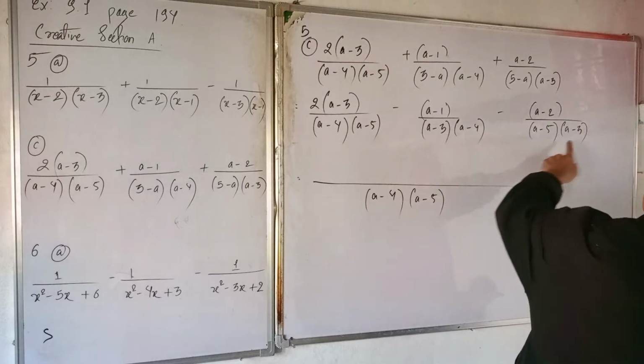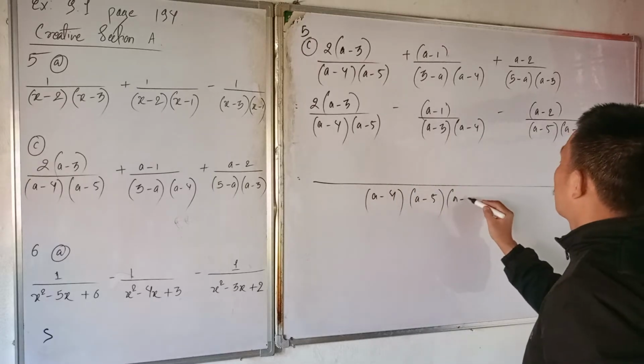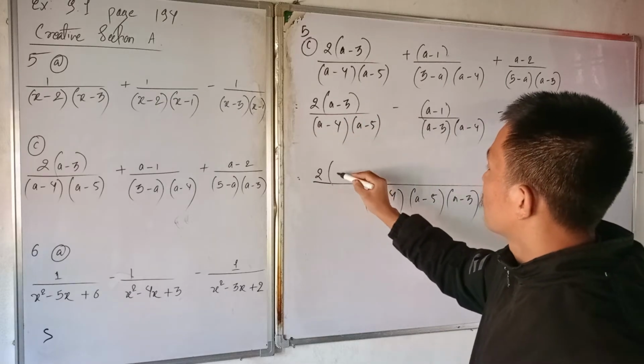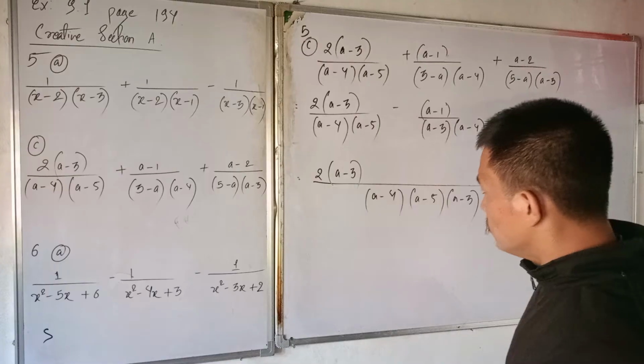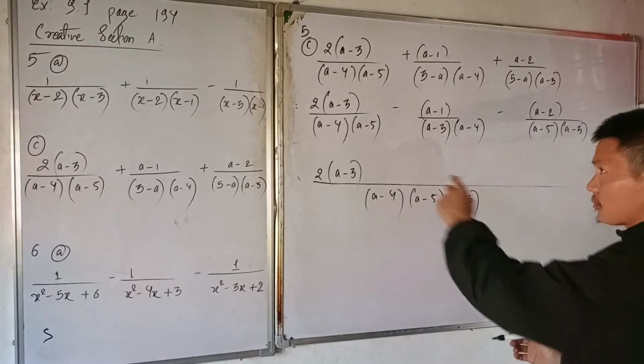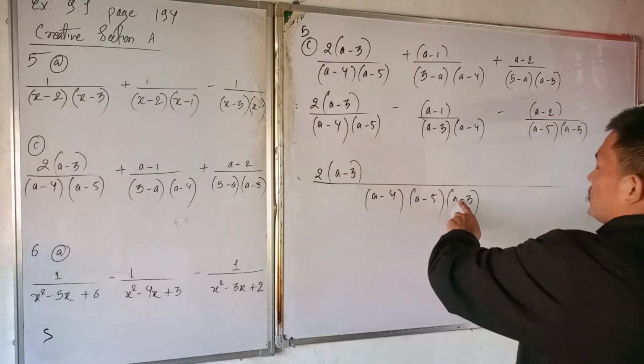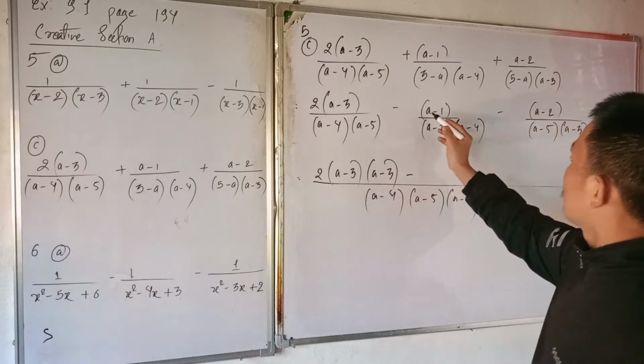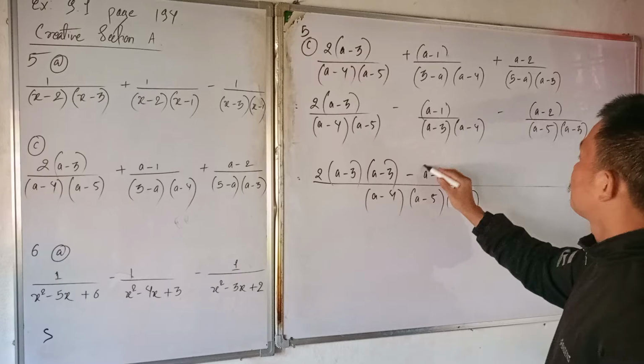And a minus 3, a minus 3, only one time. So here write this numerator. Whatever is missing: a minus 4, a minus 5, this a minus 3 is missing, you just write here. Minus a minus 1, you just write that.